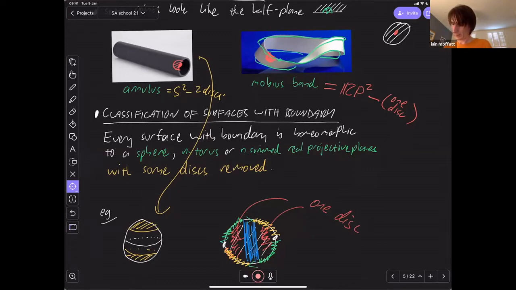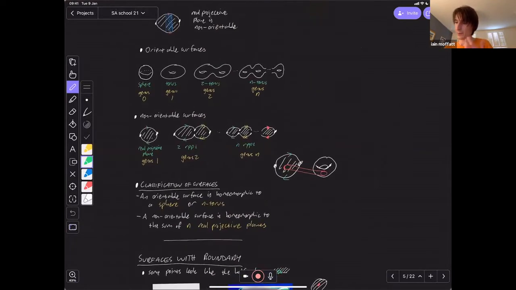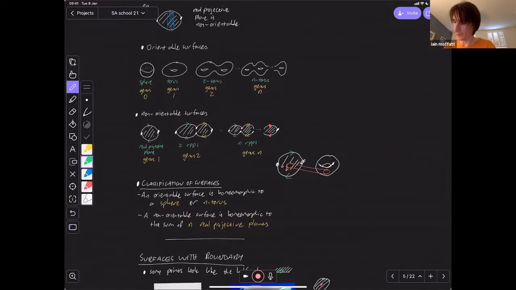Okay, so all you need to really remember is that with surfaces, they're kind of crude. What's going on is you're either orientable, so you're some number of copies of the sphere or some number of copies of tori, classified by genus, or a number of real projective planes. And again, the number of real projective planes is the genus. If you've got boundary, you've got holes in them.